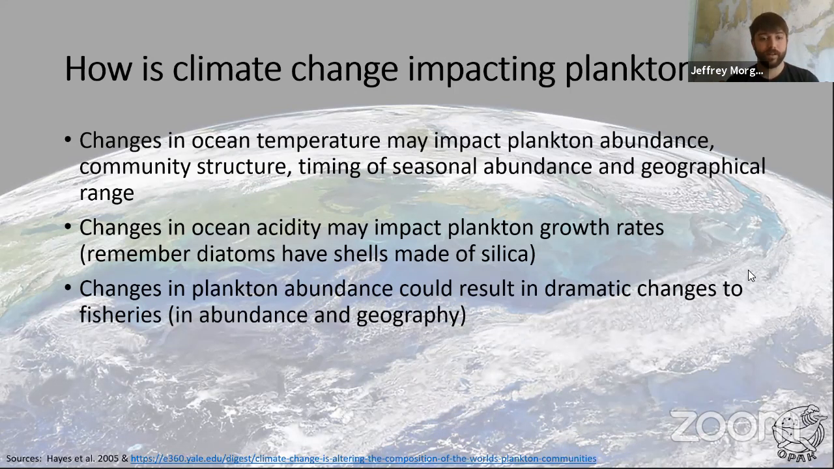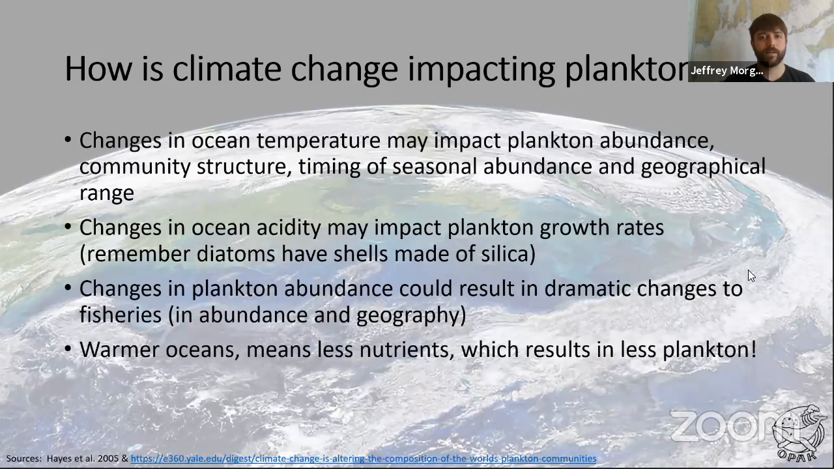And plankton abundance can be changed because our fish are moving with temperatures as well. And if we have less plankton, we're probably going to have less food through the fisheries, because there won't be as much to eat out there. And all of this really goes back to the fact, if we warm our oceans, we're going to have less nutrients, because colder water actually holds more nutrients. So things like oxygen and nitrogen and carbon, which will mean less plankton over time.